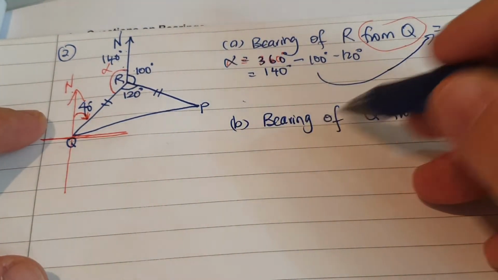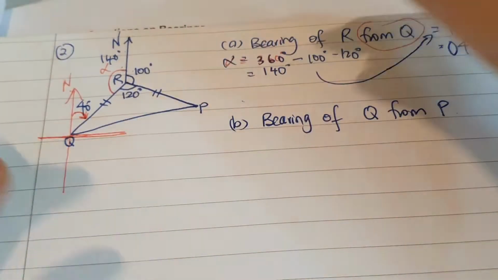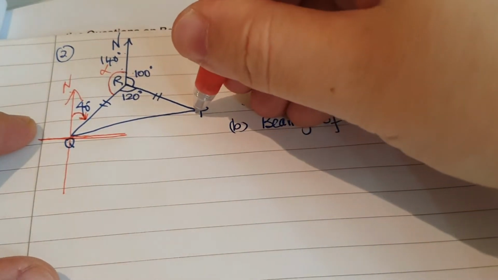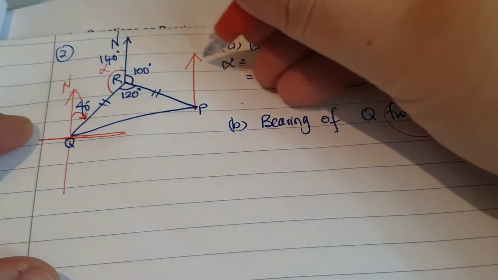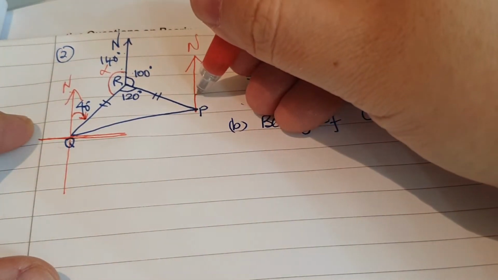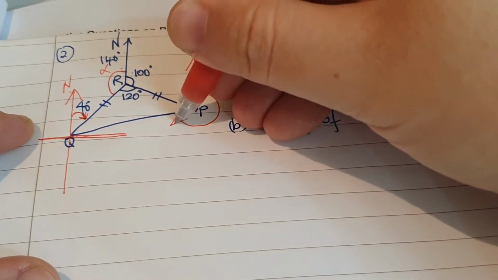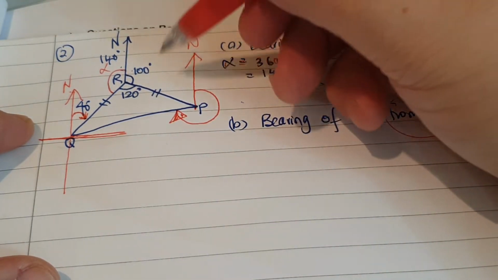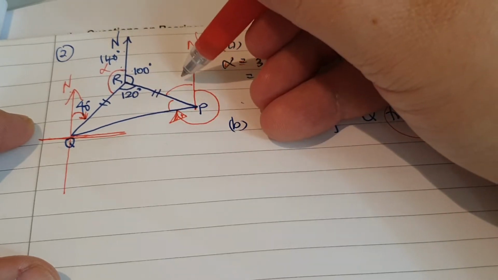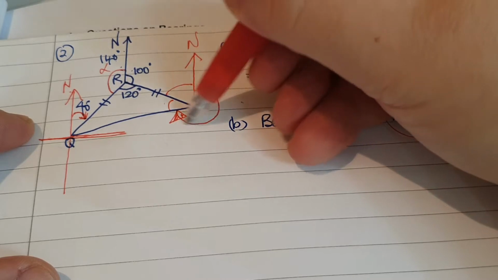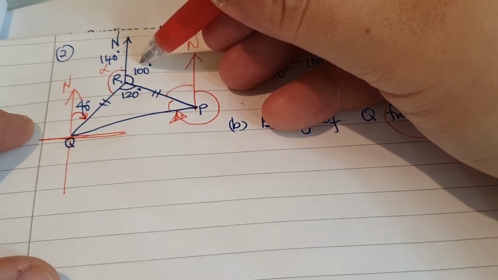Now, bearing of Q from P. Okay, I am at P now. I stand at P. I look north. Okay, north, north, north. They must be parallel, these three lines. I turn in the clockwise direction until I see Q. Alright, now is there any way for me to find this angle and this angle? Because if I can find these two, I will be able to take 360 minus these two, and that will give me the bearing.